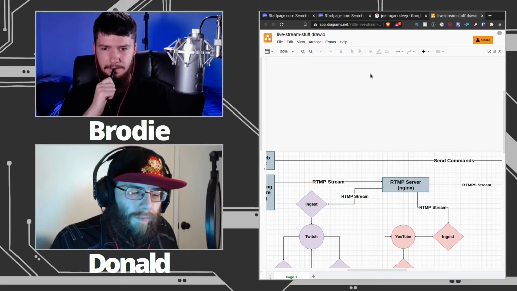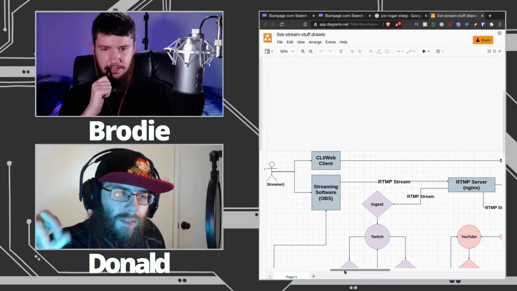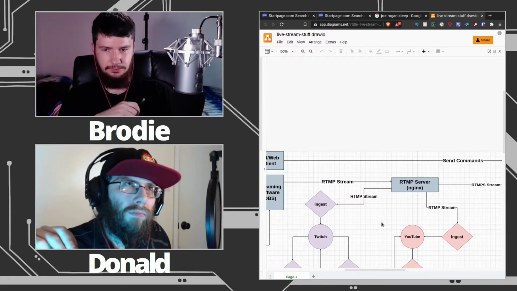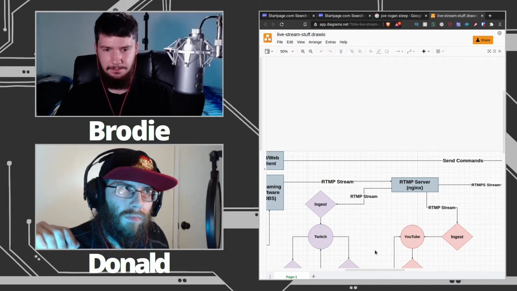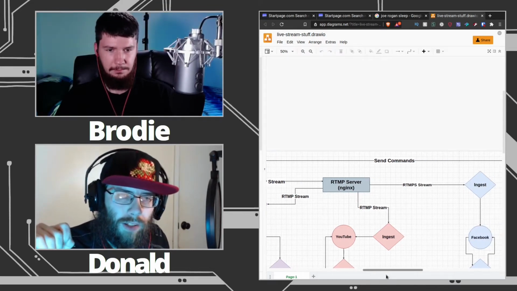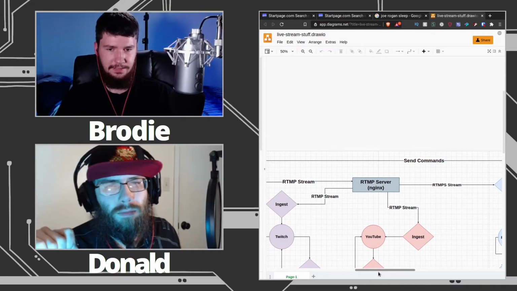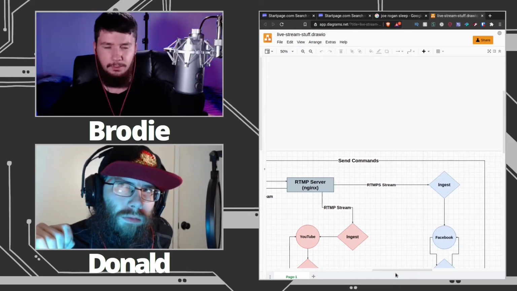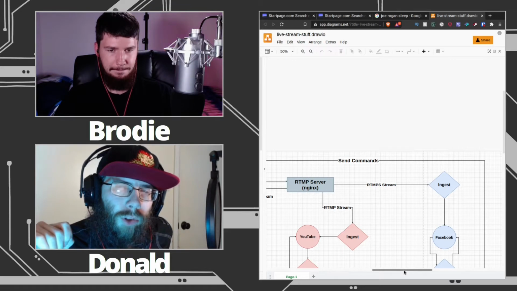Okay, so basically, the way I'm seeing it here is you would take OBS, you would give it the key to your RTMP server that you're going to host on some sort of VPS somewhere. And then you would basically just push out that stream to the ingest servers for Twitch, YouTube, and Facebook, and whatever else you want to basically use.